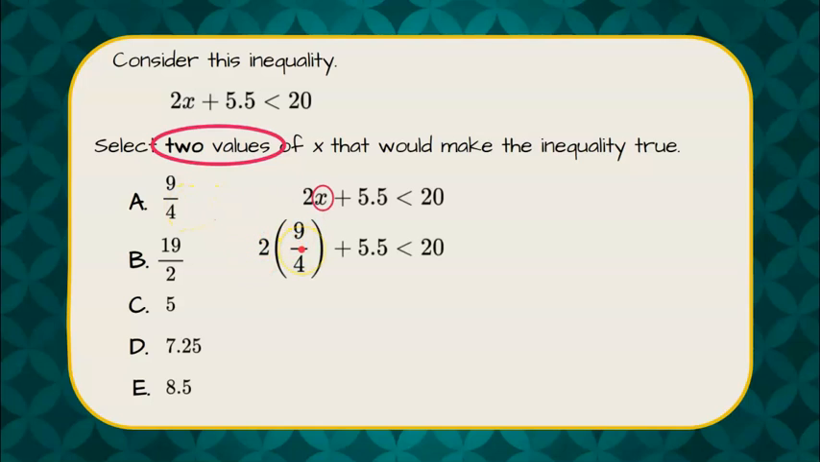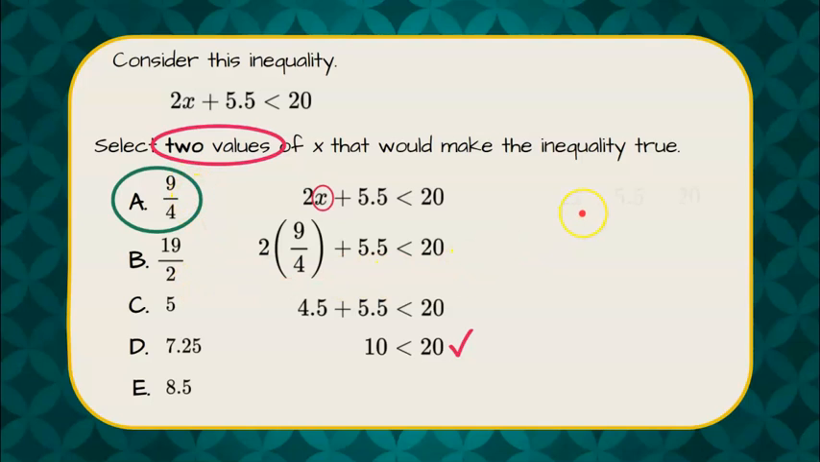2 times the numerical value 9 over 4 plus 5.5 needs to be less than 20. 2 times 9/4 is 4.5. 4.5 plus 5.5 is 10. 10 is less than 20, it checks, so A is one of our solutions.